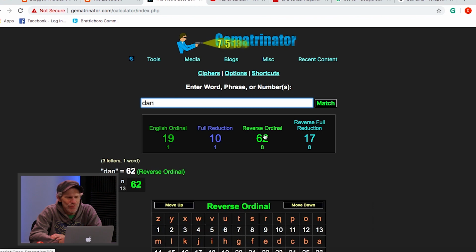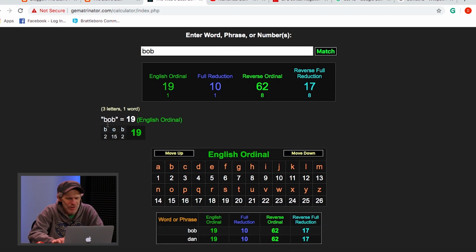And then in reverse, D is 23, A is 26th letter from reverse, and N is 13, and you add it up at 62 and 17. And the other day, it was funny, I was hanging out with this guy named Bob, and we have the same exact gematria. Look at that. And I found that out later, so that was kind of interesting.